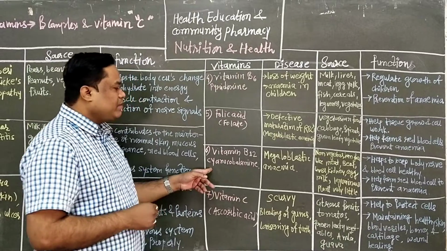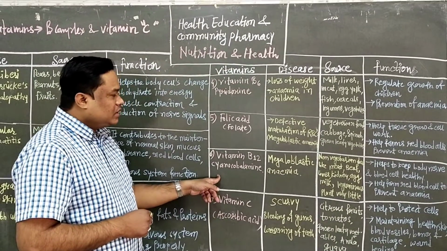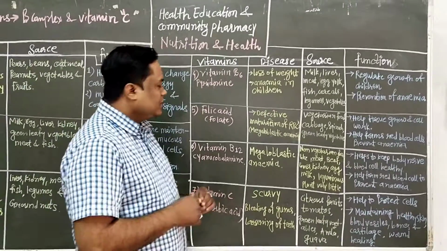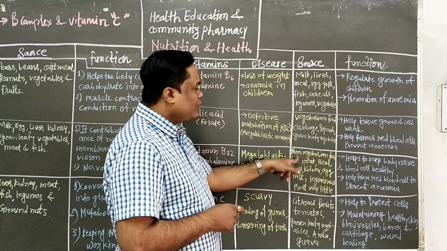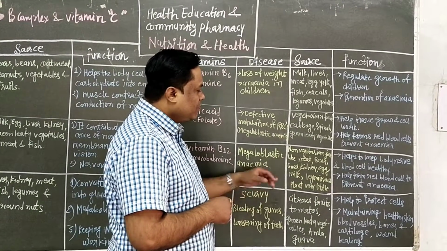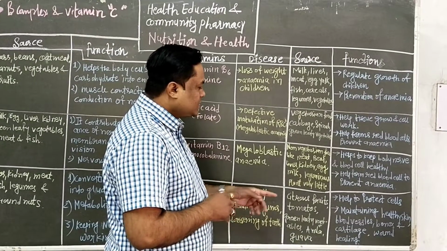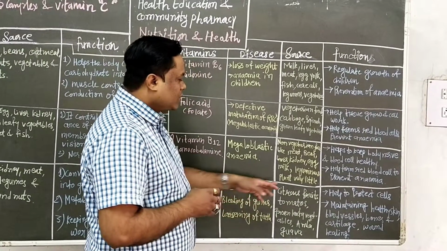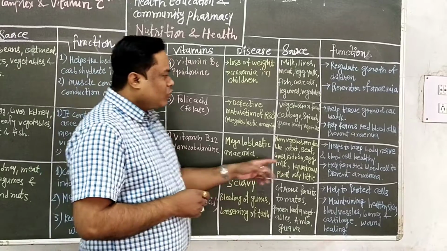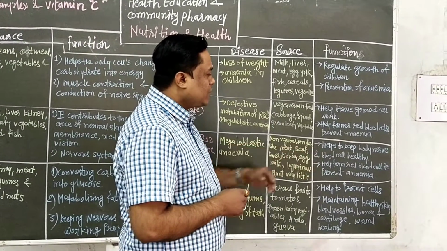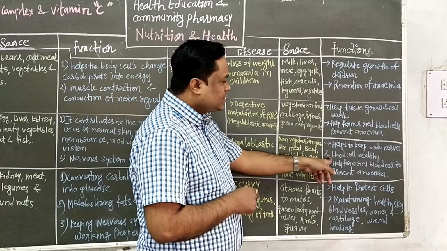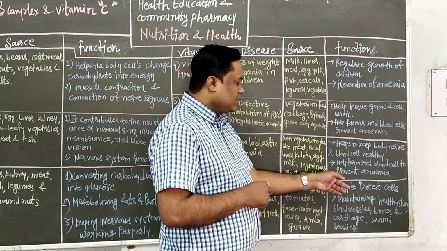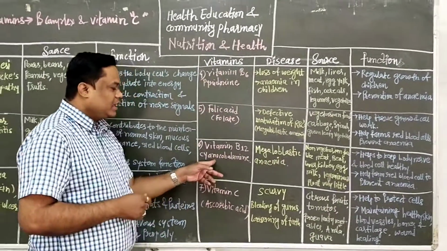The next vitamin is vitamin B12, that is cyanocobalamin. The disease condition that occurs is megaloblastic anemia. Then the sources are present mostly in non-vegetarian food like meat, beef, liver, kidney, egg, milk. It is present in very little amounts in vegetarian sources, that is leguminous plants. Then important functions are, first, it helps to keep body, nerve and blood cells healthy, and second, it helps form red blood cells to prevent anemia. These are important functions of vitamin B12, that is cyanocobalamin.